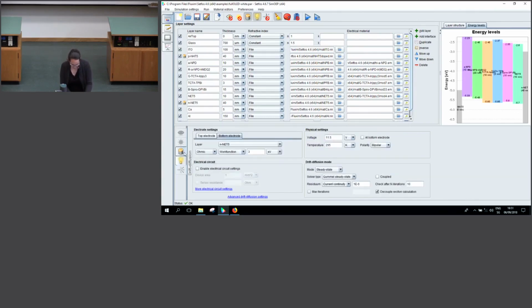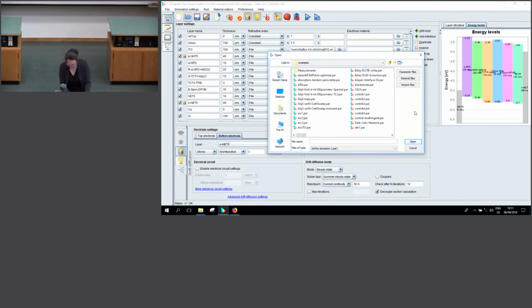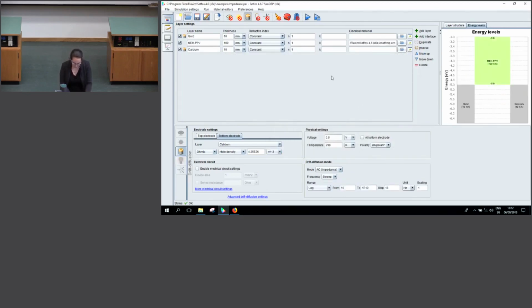Okay, so now we always looked at steady state, and we now want to look at transient. So here in the drift diffusion mode, we will look at, no, actually AC, so not transient. To do this, we will open an impedance.par example, because with so many layers, I'm not sure if it will work. So what we do here is to sweep the frequency from 10 to 1e10 hertz, yes. And it's a very simple structure, it's a hole-only device.